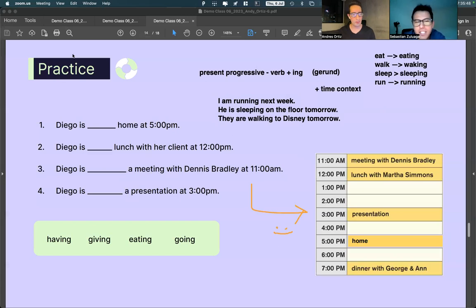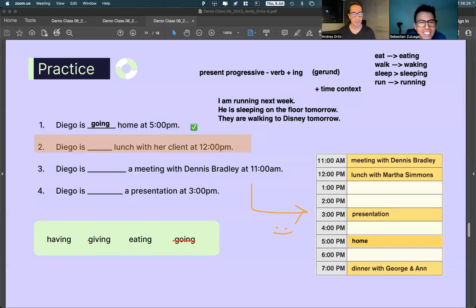All right. So let's begin with Elizabeth. What do you think would be the best answer choice using these word banks for number one? Diego is going home. At 5 p.m. Very good. So Diego's going home at 5 p.m. Fantastic. Now, do we have a volunteer for number two? Me too. All right. Me. Great. Stephanie, number two.